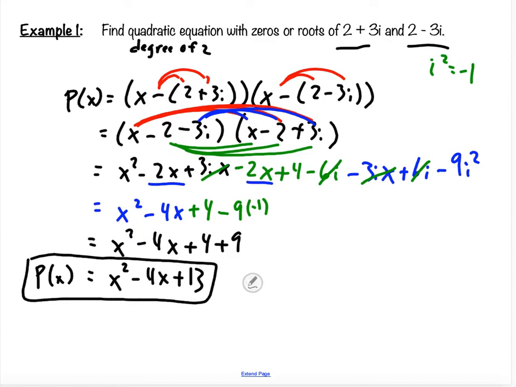There is our quadratic there simplified down. P of x equals x squared minus 4x plus 13. That's one way of doing it. You take x minus each one of the i values.